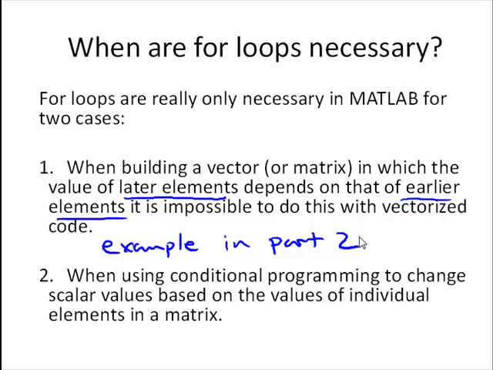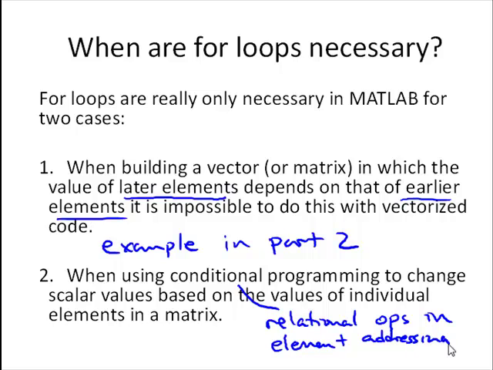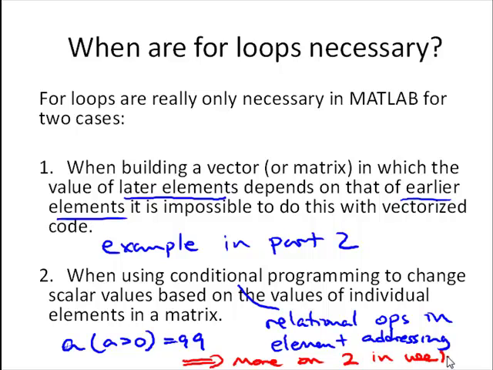The other case is when we're using conditional programming to change scalar values based on the values of individual elements in a matrix. So the key here, you've done lots of conditional programming already, actually using implicit loops, say, with relational operators in element addressing. Stuff like a greater than 0 equals 99. Those types of commands, that's doing implicit conditional programming. But this is tough to do when we're working with different size vectors or scalars and vectors. And we'll talk more on this later when we start talking about conditional programming next week.